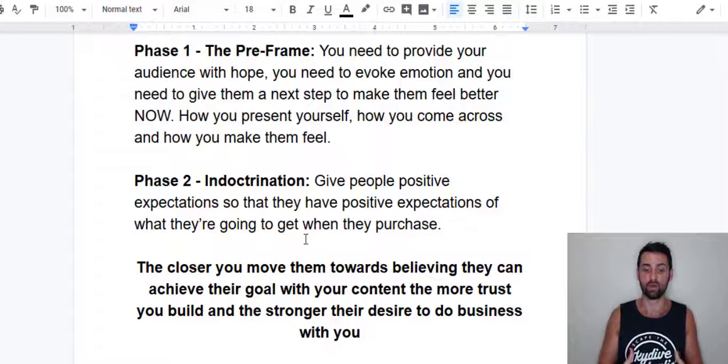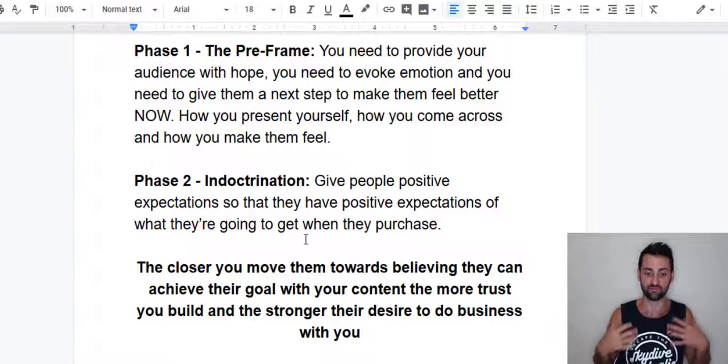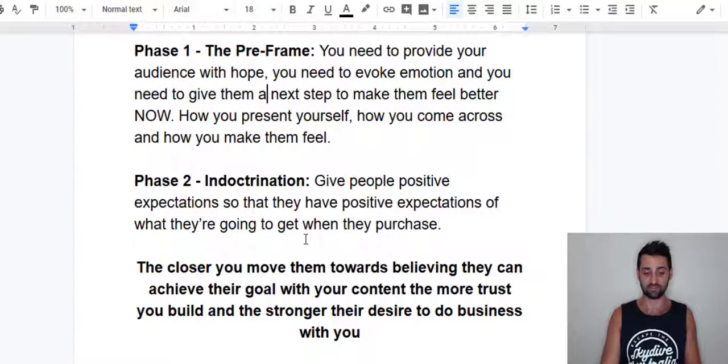You're giving them hope, you're evoking emotion, you're connecting them to what it is that they really want to achieve. And then with all of your content, you're also giving them the next thing that they can do, so that they can feel like they're on their way to actually making a change through your content, if that makes sense.